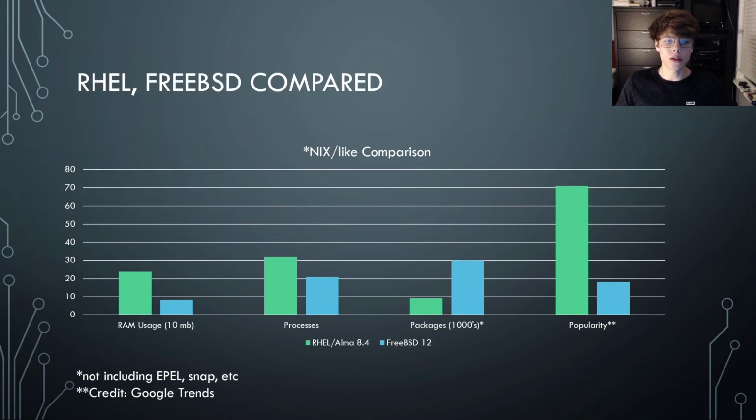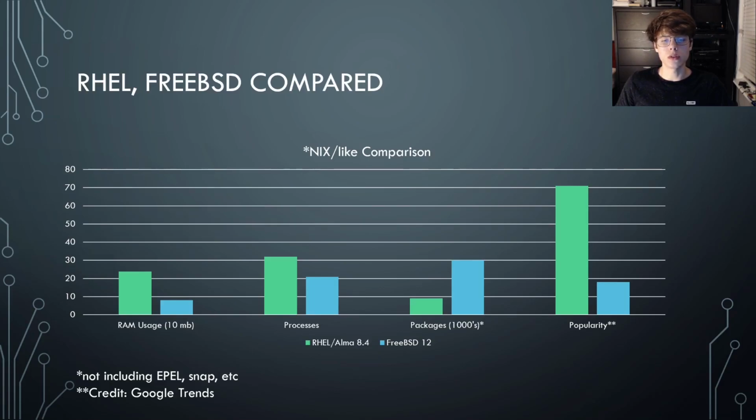Getting right down into the numbers, you're going to see RAM usage is about 3 times higher. These servers are both running almost exclusively NGINX. You're going to see about 238 megabytes of RAM utilization on Red Hat Enterprise Linux, whereas on FreeBSD 12, it's about 84 megabytes. That is a magnitude of difference for a microservice, really.